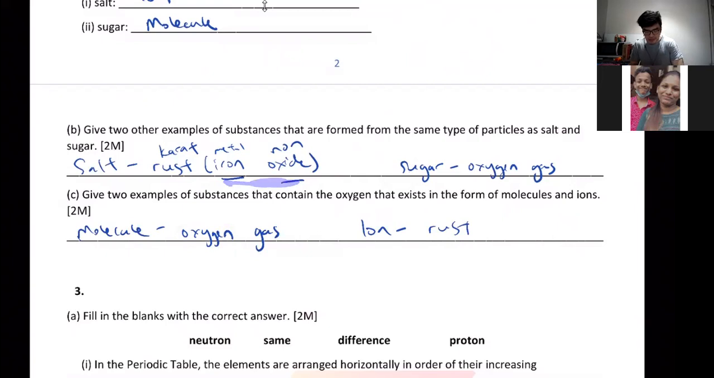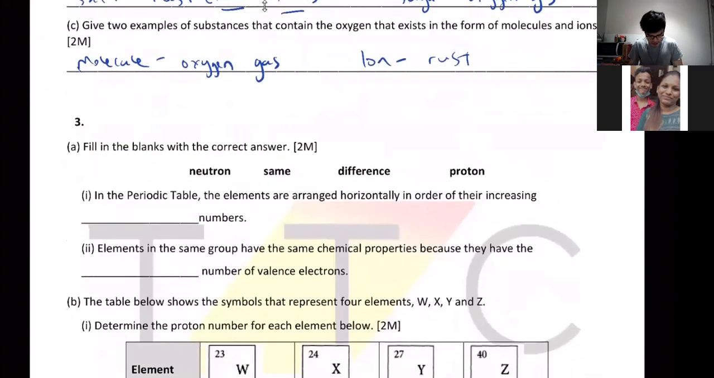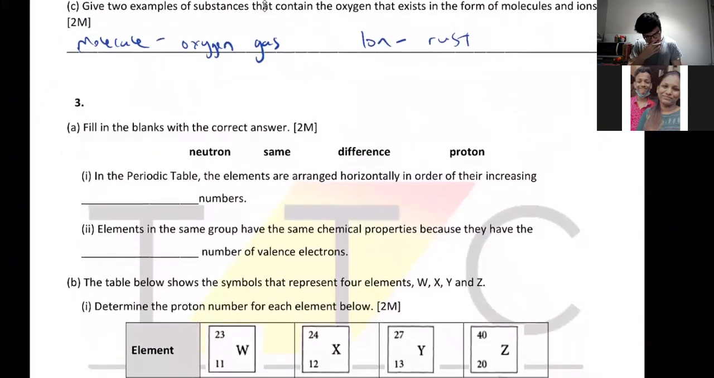Okay, iron oxide. So as you can see, the questions are more or less the same. They won't go far from this. So anyway, let's look at question 3. Fill in the blanks, the correct answer. So in the periodic table, the elements are arranged horizontally in order of increasing proton number. Okay, proton number. That means your periodic table will follow proton number like 1, 2, 3, 4, 5, 6, 7, 8, and go up.